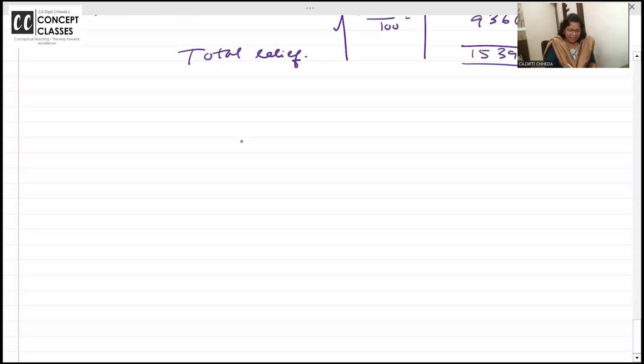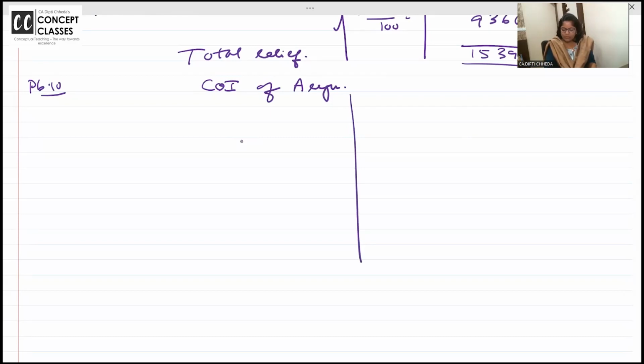Chalo, problem number 10. After this, I'll give a break of 5 minutes. पहले ये साथ में complete कर लेते हैं. Computation of income of Arjun. And there is no agreement between the two countries. Always we will start with income from house property, though it is given last.